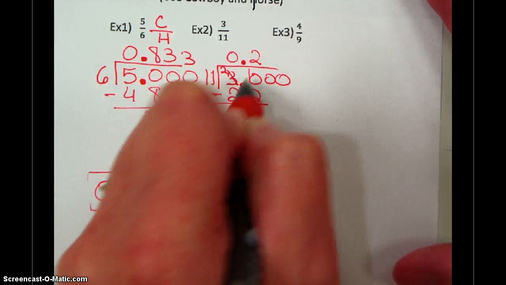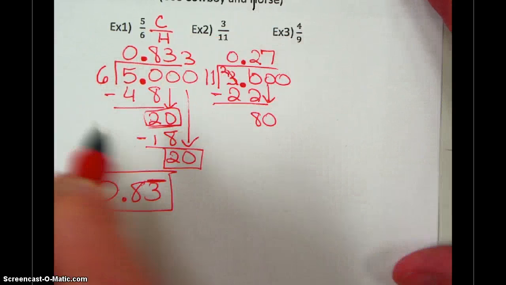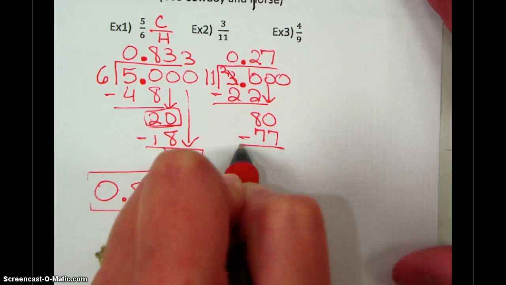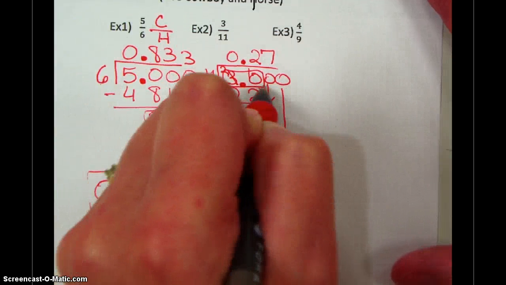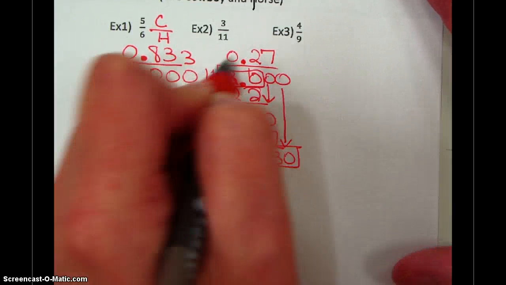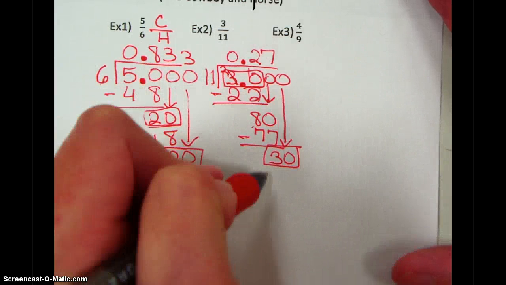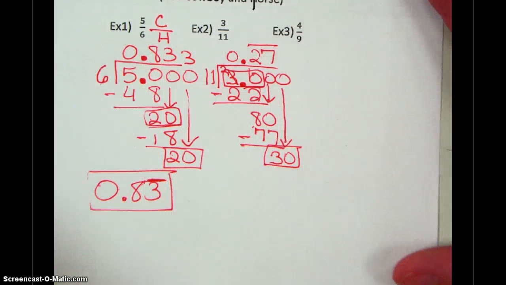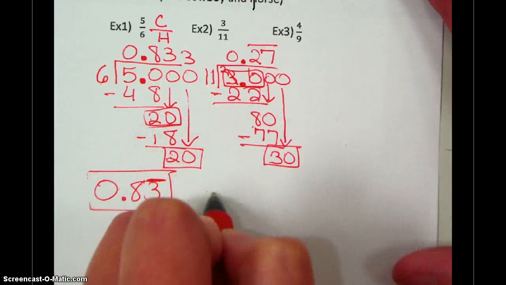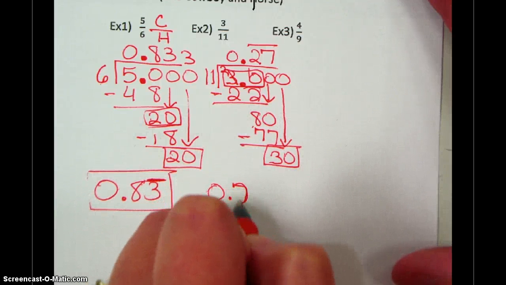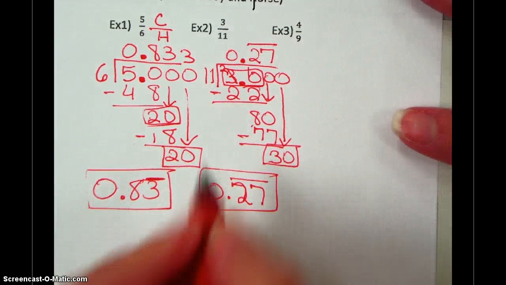Subtract, remainder 8, bring down a 0. 11 goes into 80, 7 times. 77, remainder 3. Bring down a 0. Oh, wait a second, look at that. I've got 3 here, 3 here again. So that means that I'm going to continue this cycle of 30, then 80, then 30, then 80. So that means that I am repeating both the 2 and the 7. So 3/11ths is equivalent to 0.27 repeating. Oops. Repeating 27.